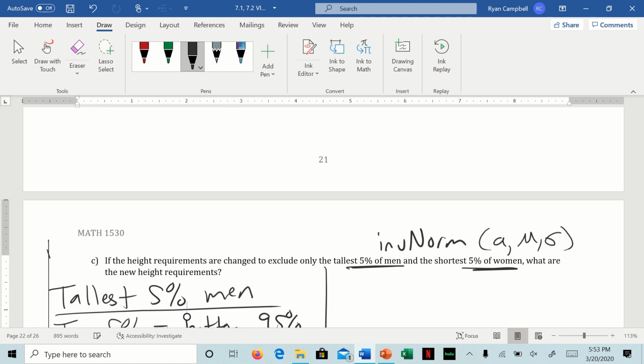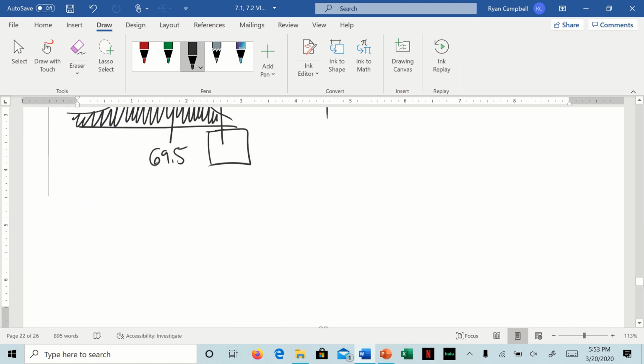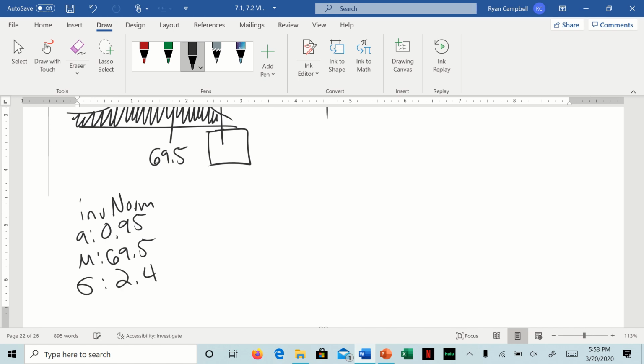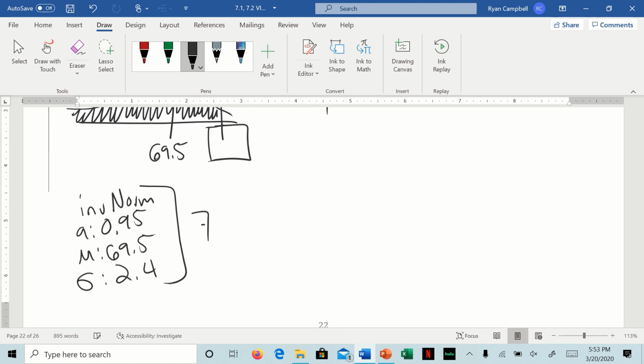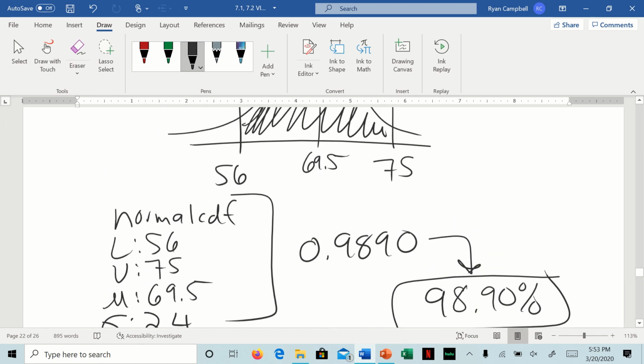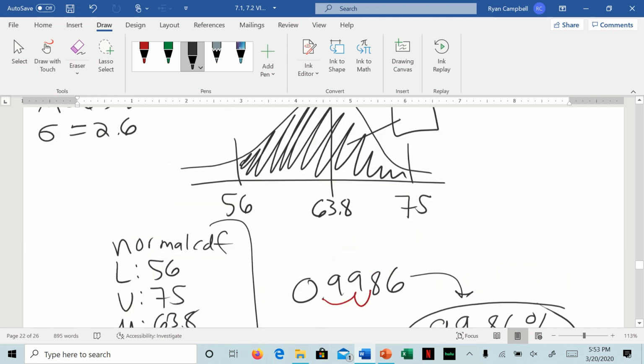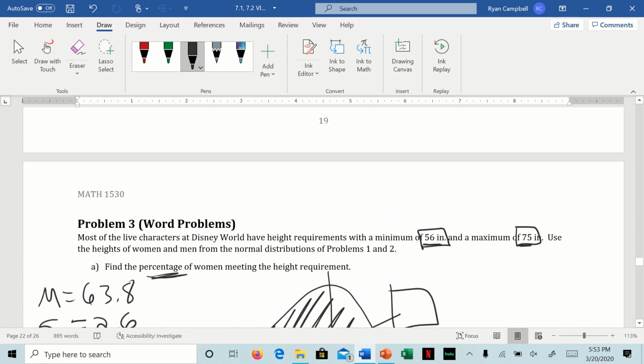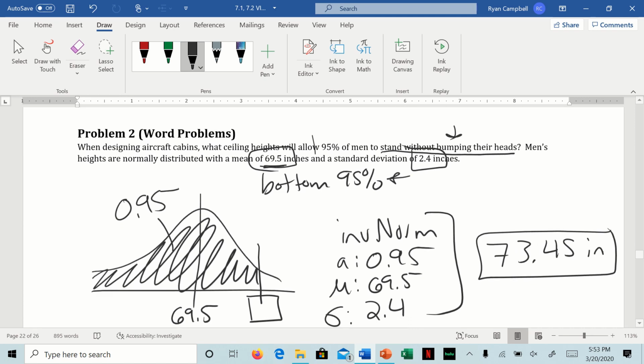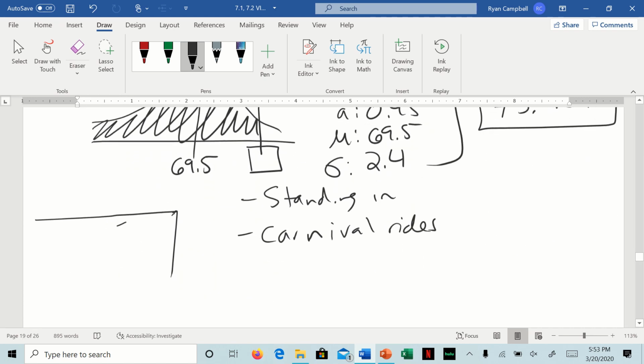So we do inverse norm. Area is 0.95. Mean is 69.5. Standard deviation is 2.4. And we end up with 73.45. Did we just do this problem? I feel like we've done this problem somewhere. Oh, yeah, top 95%, bottom 95%. We already did that problem. Okay, that's why that number looks so familiar.